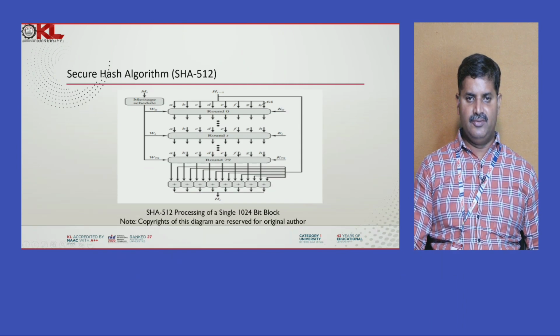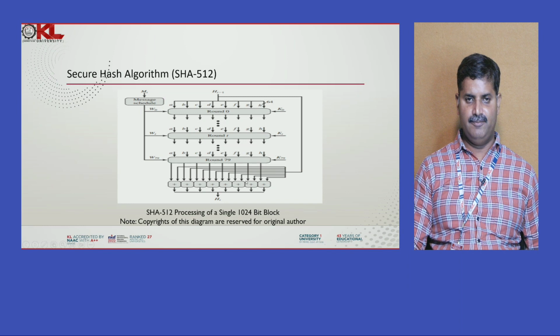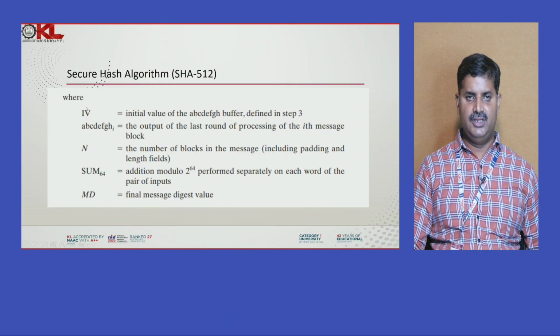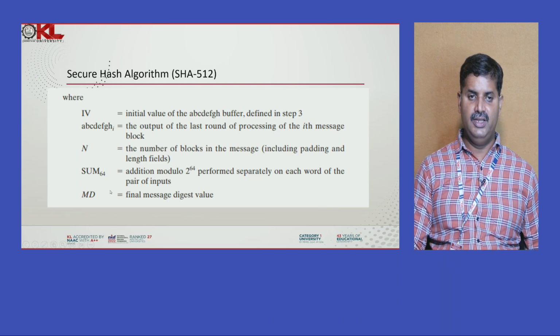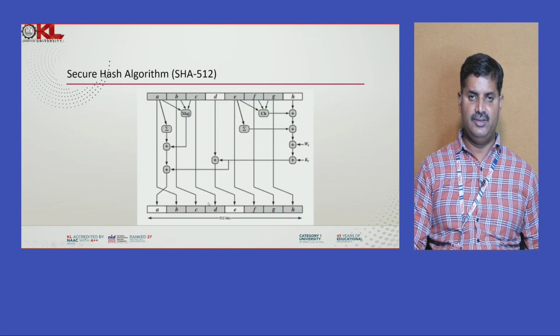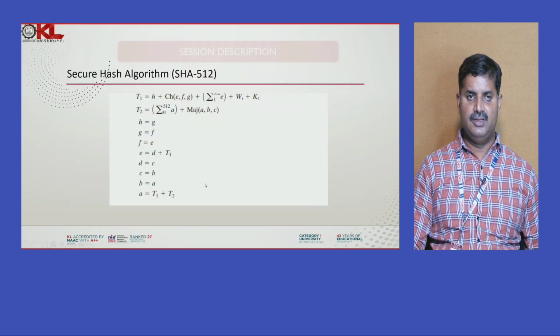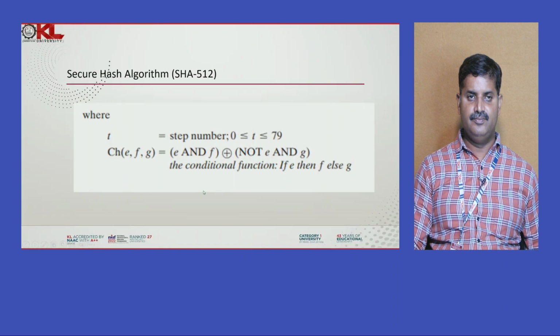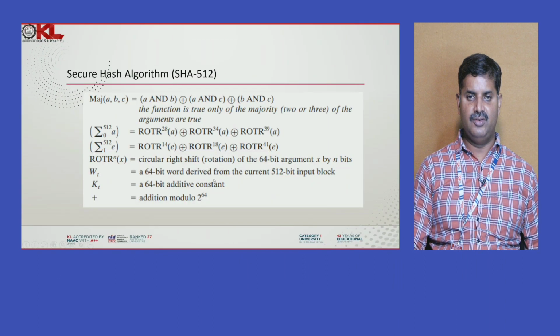This is the secure hash algorithm, 512 bits, the total process. These are the indices of the secure hash function. IV means initial value, n means the number of blocks in the message, and the sum with suffix 64 is addition modulo 2 to the power of 64, performed separately on each word of the pair of inputs. And the last one, MD, is the final message digest value. This is the complexity of the secure hash algorithm, SHA-512.